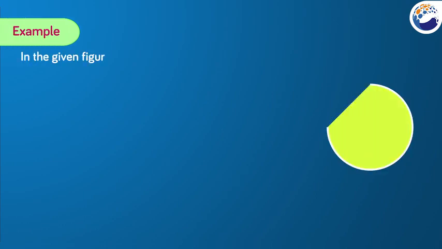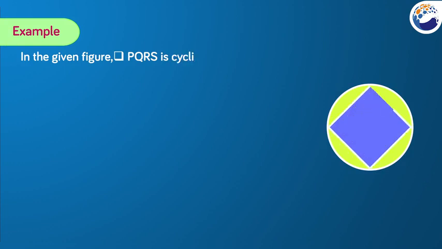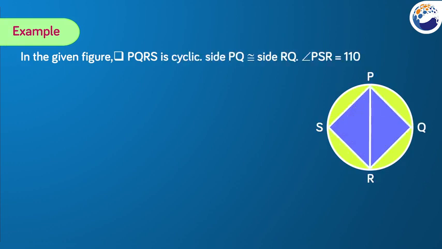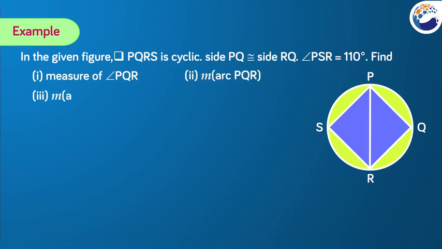Example: in the given figure, PQRS is cyclic. Side PQ is congruent to side RQ. Angle PSR is equal to 110 degree. Find 1. Measure of angle PQR. 2. Measure of arc PQR. 3. Measure of arc QR. 4. Measure of angle PRQ.